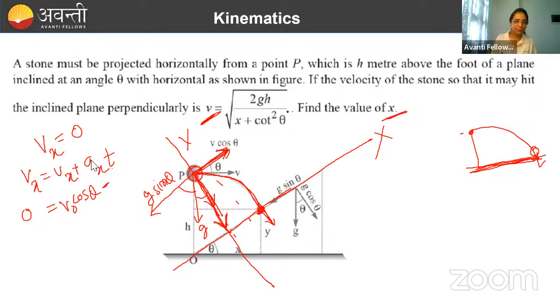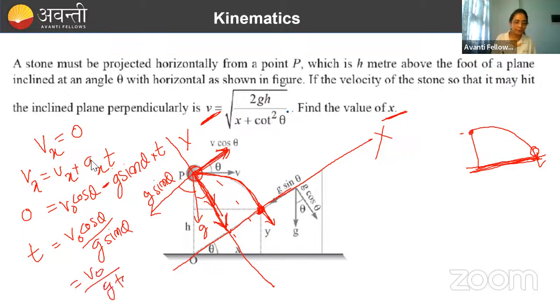So V naught cos theta minus, I am giving the minus sign because acceleration is towards minus x and its value is g sine theta, into t. So how much time does it take to fall on the inclined plane? That time will be equal to V naught cos theta by g sine theta, which is equal to V naught by g tan theta. So we have got the time. At this time, it is reaching here.